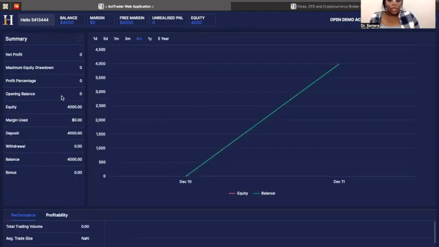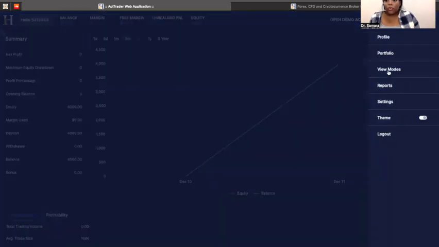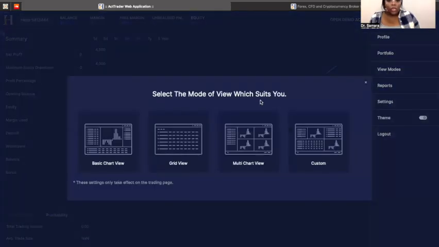Oh, okay. So this is neat. It goes over your net profit. It goes over basically a summary of your whole entire account. So that's your portfolio. Let's see, view modes. Okay, so it looks like we can also select different modes of views that better suit you. So this is neat as well.